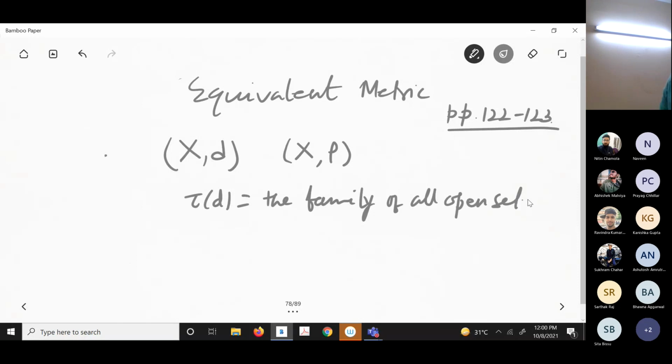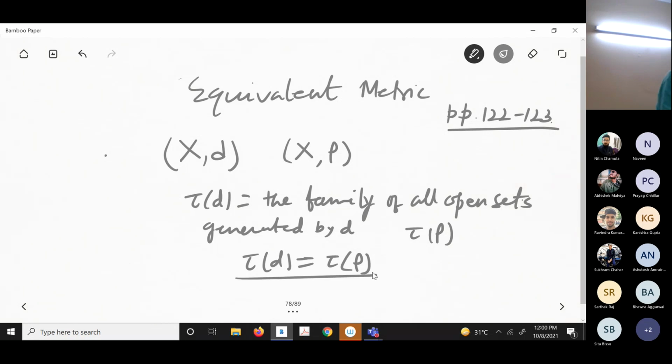Open sets generated by D. Similarly, tau rho. So tau D and tau rho, it may be same. If it happens, then we say that they are equivalent metric.